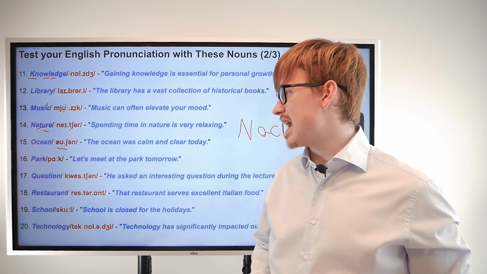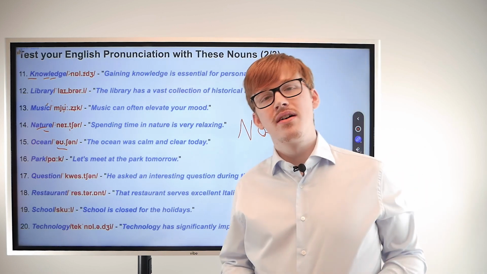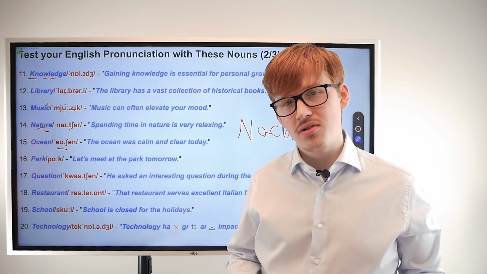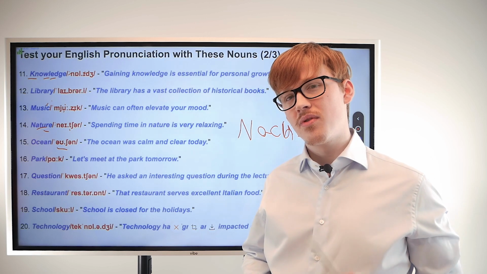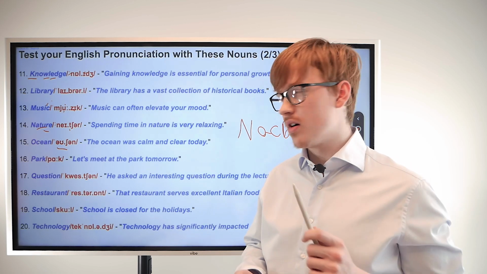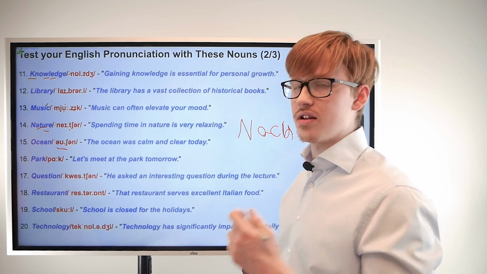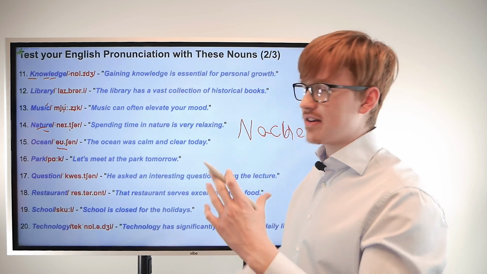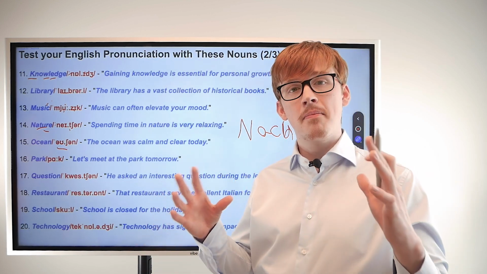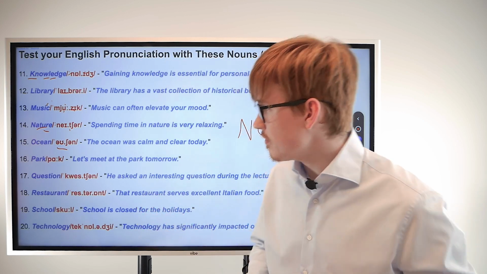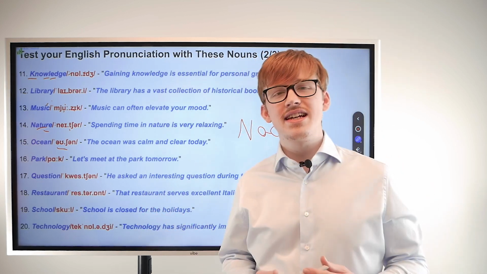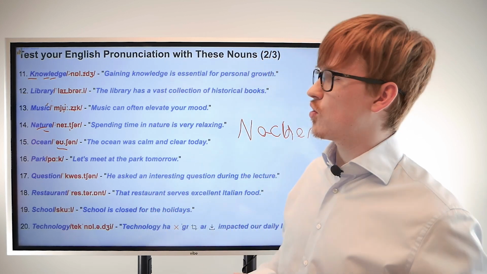There we go. So number 16, we have the word park. So let's meet at the park tomorrow. How many syllables in the word park do we have? 1. Park. And once again, we don't pronounce the AR as an R. We just lengthen that A sound. Park. Very good.